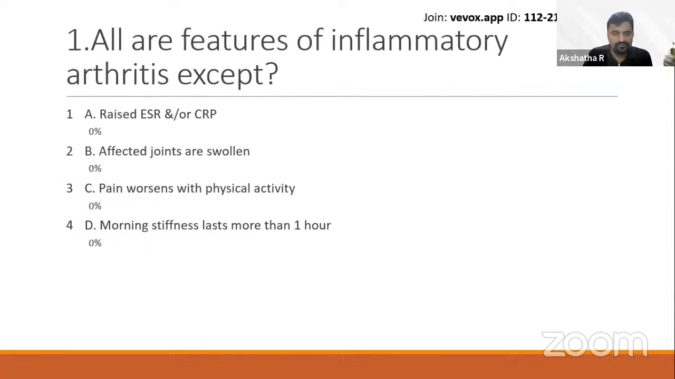So before we go for the differentials, we have a polling. So I'll request everybody to take up this poll. Kindly answer for this question. All are features of inflammatory arthritis except: raised ESR-CRP, affected joints are swollen, pain worsens with physical activity, and morning stiffness lasts more than 1 hour.